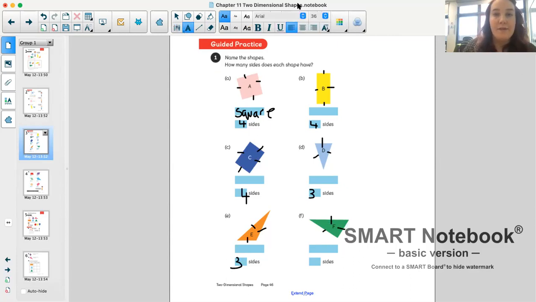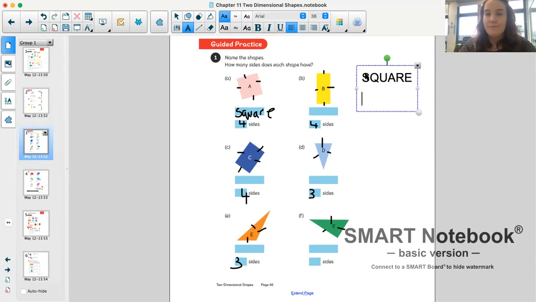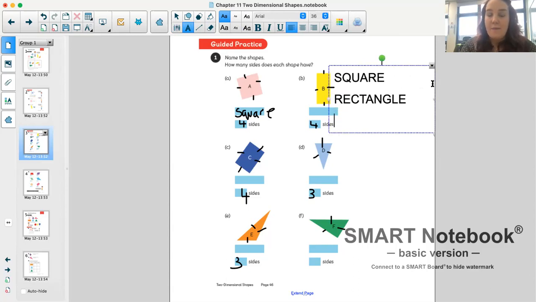Let me type these words out so we can see how they're spelled. So you've got square, and then the air sound for some reason is a. Rectangle. And then we had a triangle. So that's how we spell those 3 shapes as well.